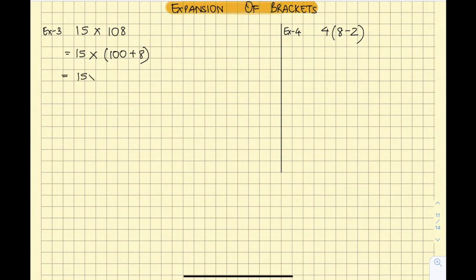So 15 will be multiplied by 100, and 15 will be multiplied by 8 also, because these numbers are inside the bracket. This will be multiplied by what is there outside the bracket. 15 multiplied by 100 and 15 multiplied by 8. Now 15 multiplied by 100, 15 ones are 15 and 2 zeros. 15 eights is 120. We add it in the rough column, 1500 and 120, so we get it as 1620.